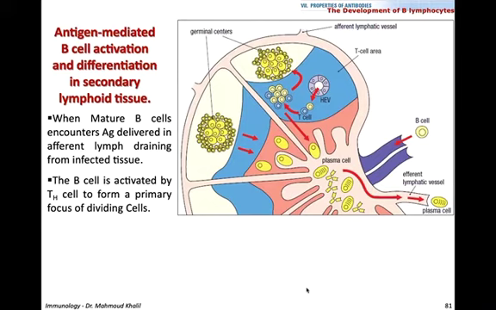So actually, as we said, this activation of B cells is antigen mediated, and the differentiation occurs in secondary lymphoid tissue. So you can see here, again, the internalization of the B cells through the blood vessel.